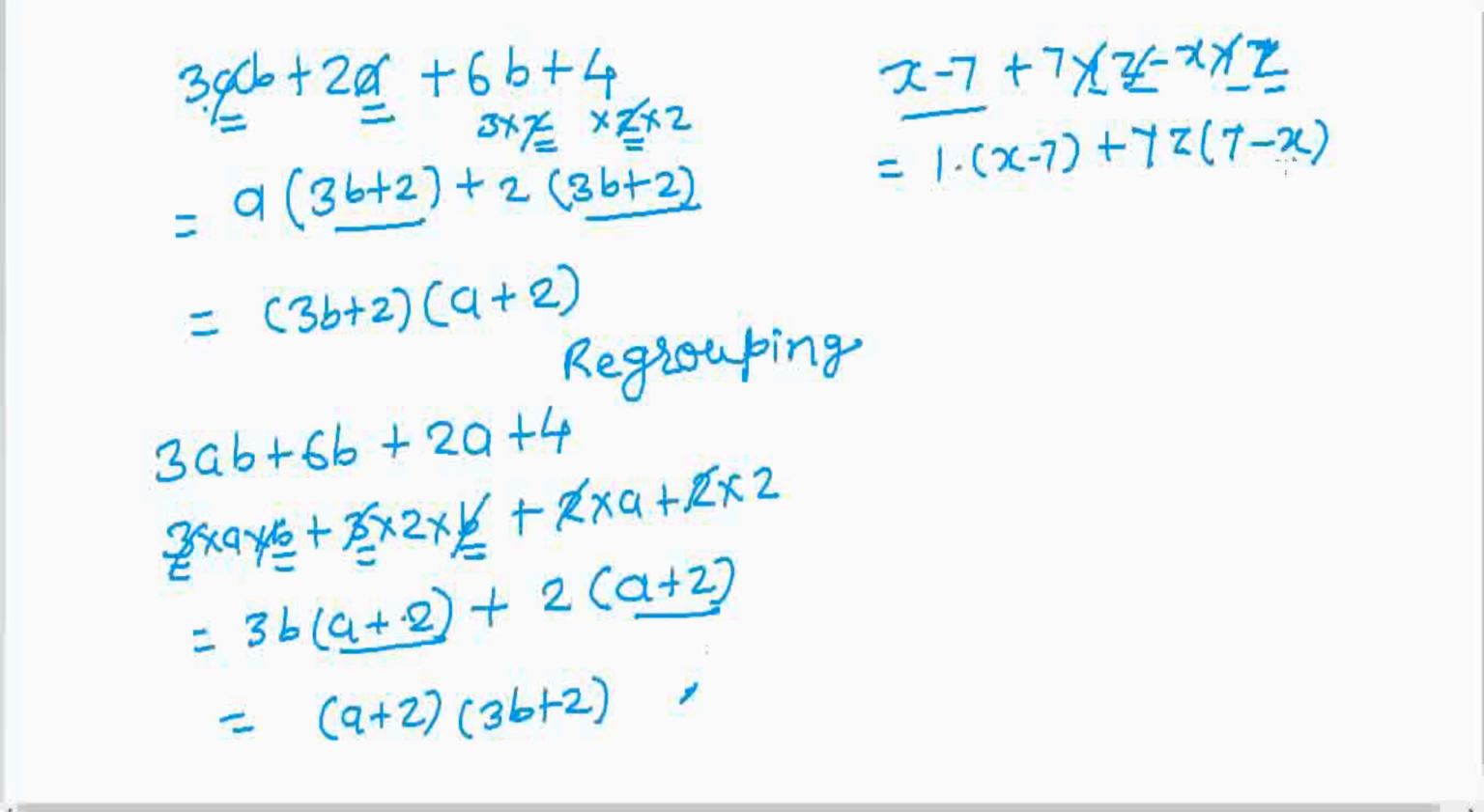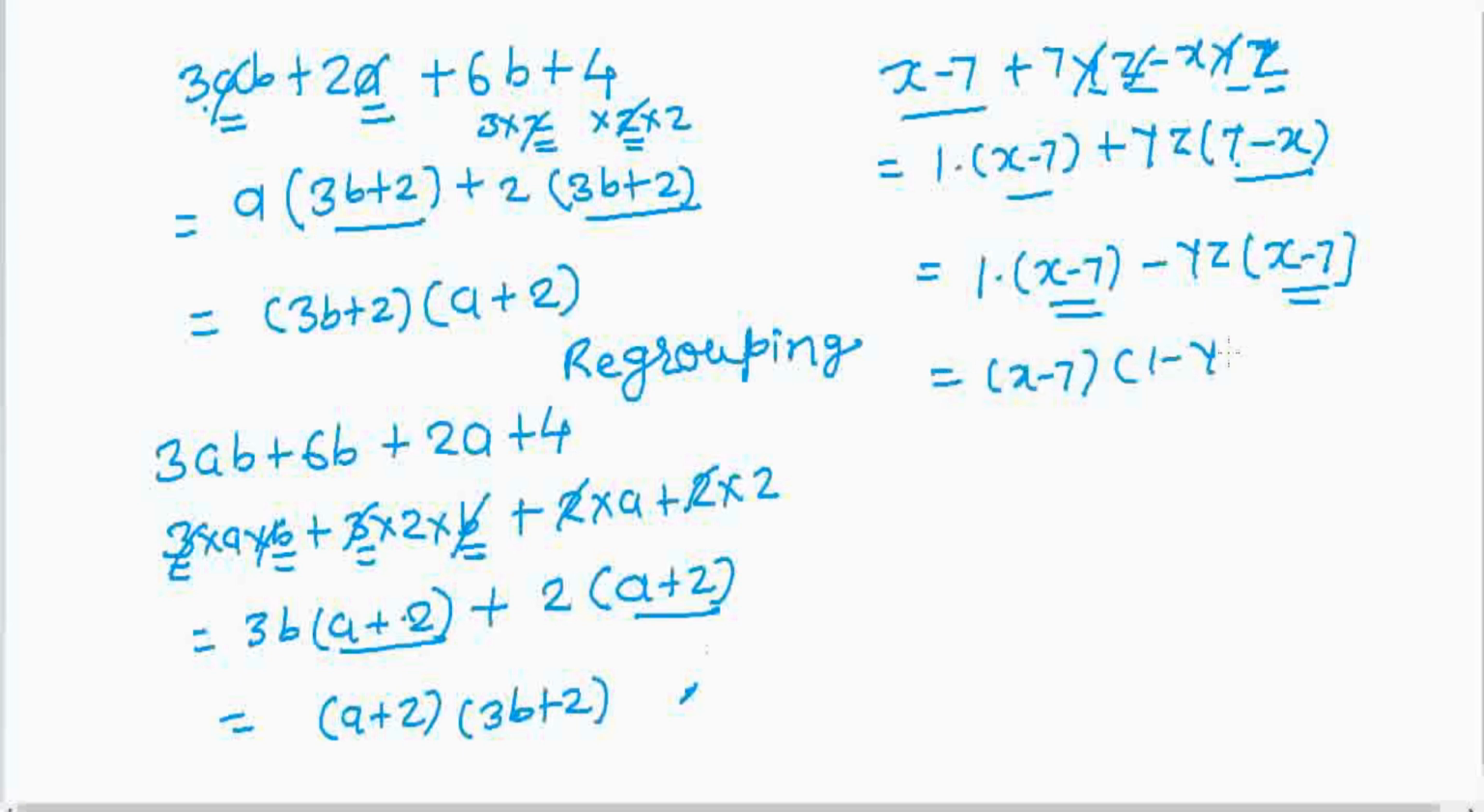Y cancels, z cancels, and what remains? 7 minus x. But look at this, we have here x minus 7, but in the second factor we get 7 minus x. So we take a minus common and we write it as 1 into x minus 7 minus yz into x minus 7. Now we can take x minus 7 as common. This is equal to x minus 7 into 1 minus yz. So we have a factorization of these terms.